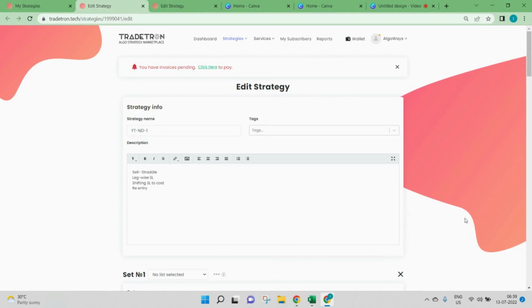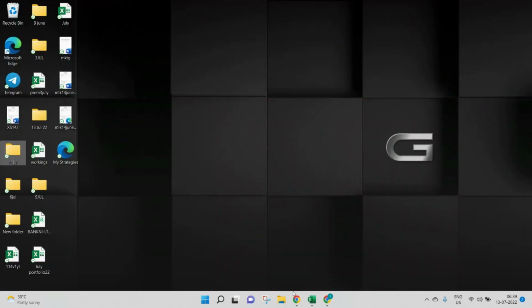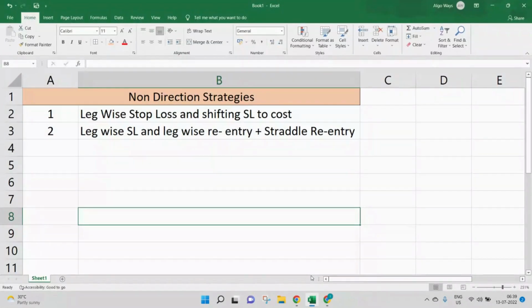So as mentioned in the last video on non-directional strategies, we will be taking up the various setups one by one in these videos, and we will try to code that in the simplest available platform, Tradetron, so that we can see how things work, and individuals can take the code and modify it as per their risk appetite and as per their style of trading. So in this video we will be taking up two kinds of straddle adjustments.